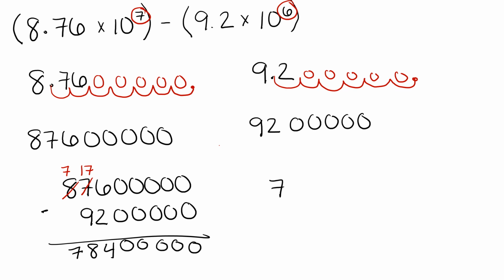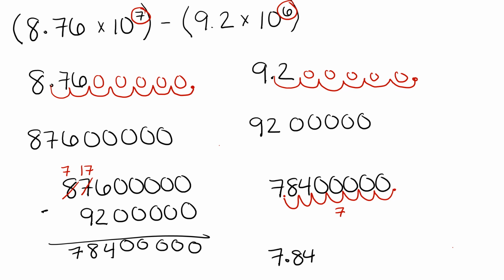We take our answer, 784, with 1, 2, 3, 4, 5 zeros, and we want to move our decimal point back towards the front, meaning we go 1, 2, 3, 4, 5, 6, 7 times, and writing our answer, 7.84. We don't write the extra zeros. Always times 10 and to the 7th power.